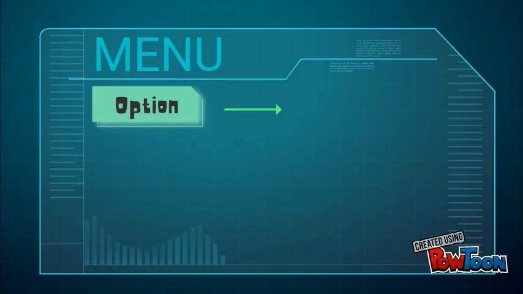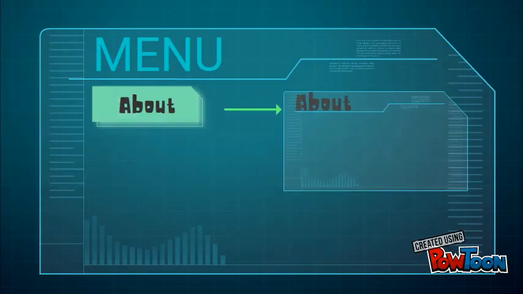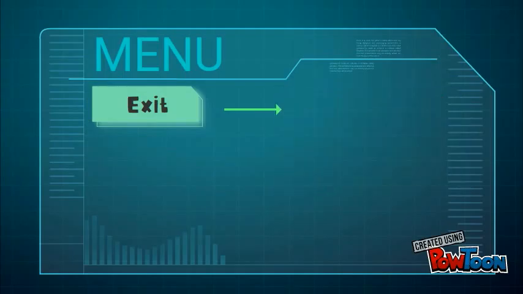The Option button shows game functionality such as sounds. The Instruction button provides game instructions. The About button shows game information and the developers' information, while the Exit button closes the game.